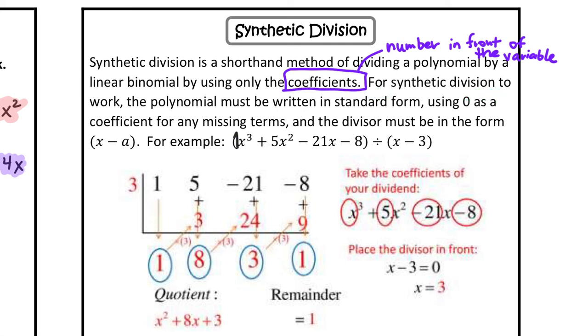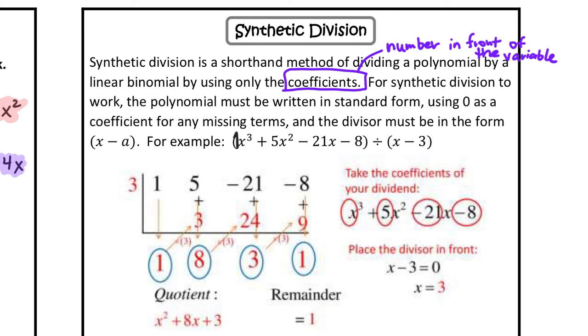For synthetic division to work, the polynomial must be written in standard form. Standard form means from greatest exponent to smallest. In order for the division method to work, you need to make sure that the expression is written in standard form, from largest exponent, and then it goes decreasing. And then you're going to use 0 as a coefficient for any missing terms. And the divisor must be in the form x minus a. Okay, so I'm going to show you in the second example for synthetic division what it means by using 0.